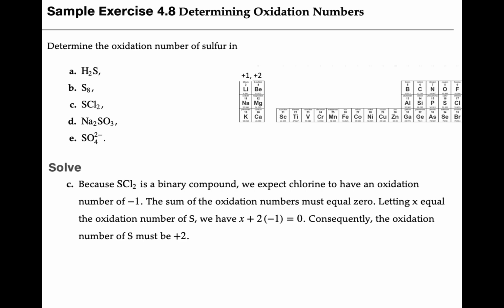An example where sulfur is being found in a binary compound, I would begin my analysis here by saying I think I know what the Cl is going to have for an oxidation number, -1. I have 2 of those, so the sulfur is going to be +2.